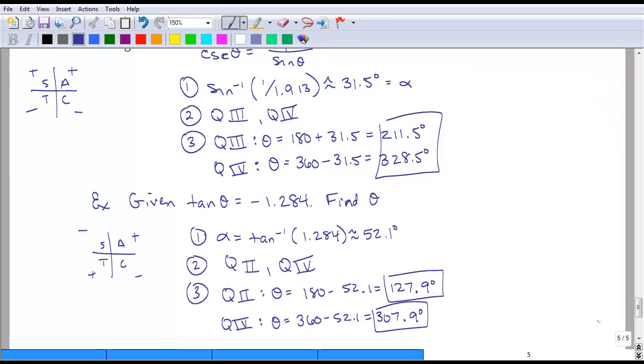So you should have found that tangent was negative in quadrants 2 and 4. And so in this case, you should have found the angles of 127.9 degrees and 307.9 degrees.